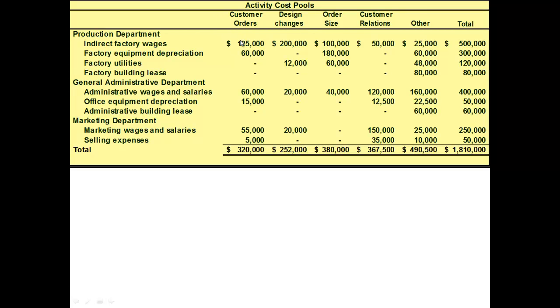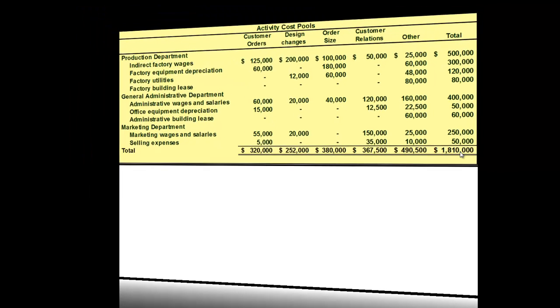We keep doing that across every cost pool, every line item, and you end up with a total for customer orders, a total for design changes, a total for order size, a total for customer relations, and a total for other. Add those totals across, and you get your $1.8 million. That is the first stage allocation.